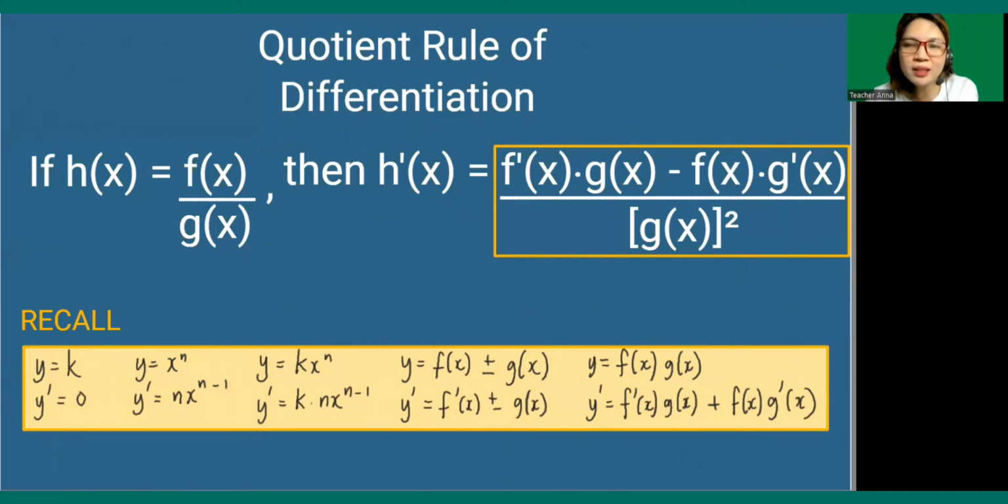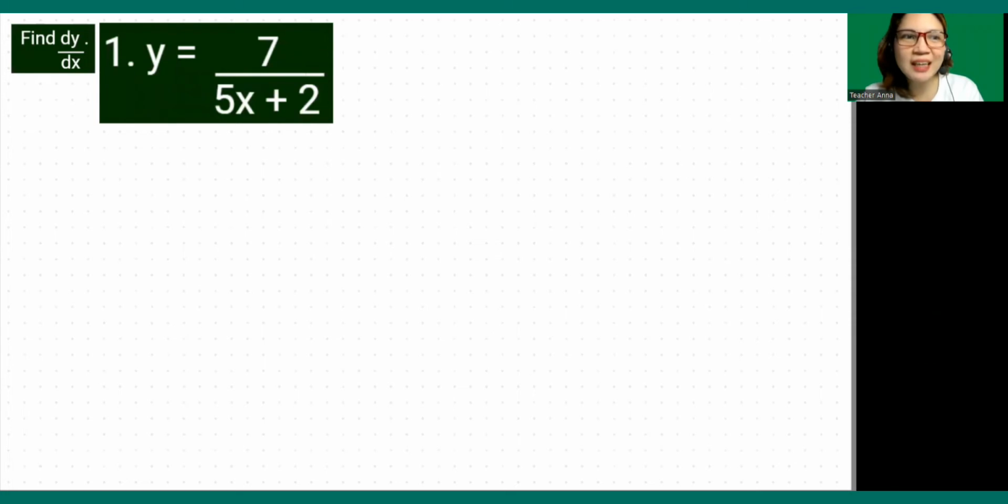If we have y is equal to the sum or difference of functions, then its derivative is just the sum or difference of the derivatives of the functions. And lastly, if we have y is a product of f of x and g of x, then its derivative y prime is equal to f prime of x times g of x plus f of x times g prime of x. And now for our first example, we can consider this numerator as our f of x, while this denominator as our g of x.